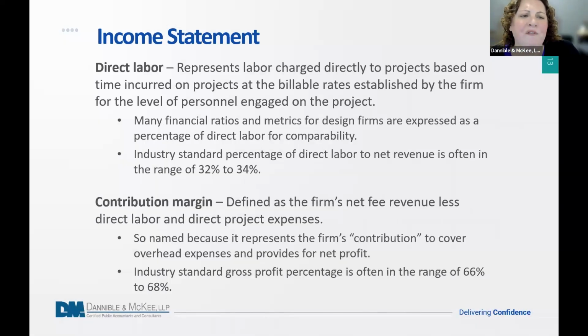On the income statement, it's very important that you're breaking out direct labor and indirect labor. So direct labor is labor that's charged directly to projects based upon time incurred on projects at the billable rates established by your firm. So when you're getting into the financial statement ratios, really having the correct direct labor and indirect labor broken out on your statement is going to be so important for you to analyze your firm in comparison with industry standards. If you were to look at industry standards, typically direct labor compared to net revenue is often in the range of 32 to 34%.